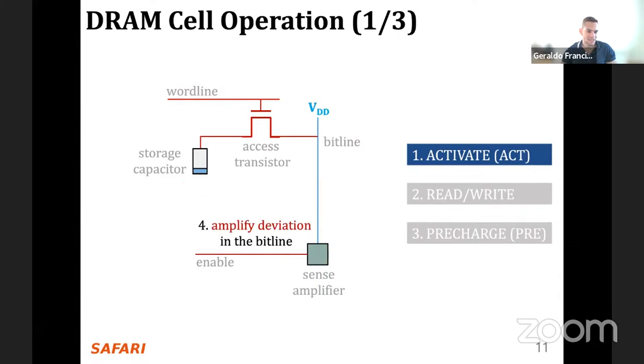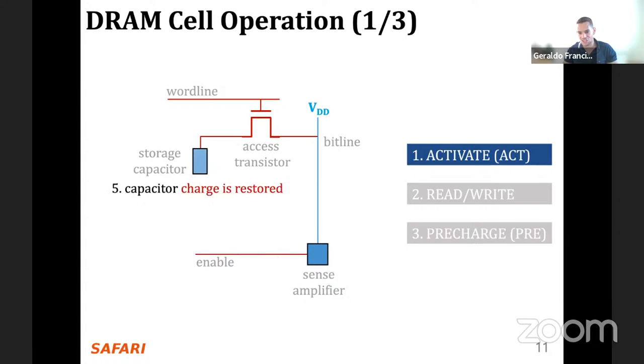When the sense amplifier is enabled, it's going to sense a deviation in voltage in the bit line, and it's going to amplify this deviation in the voltage of the bit line. So once the amplification is finished by the sense amplifier, the charge is stored into the storage capacitor, and the amplification process is finished.